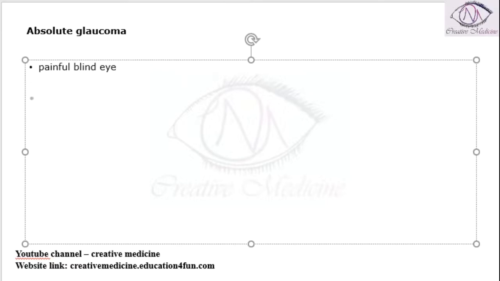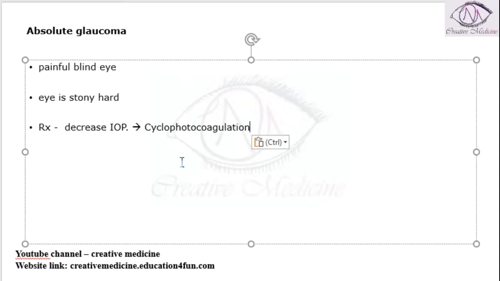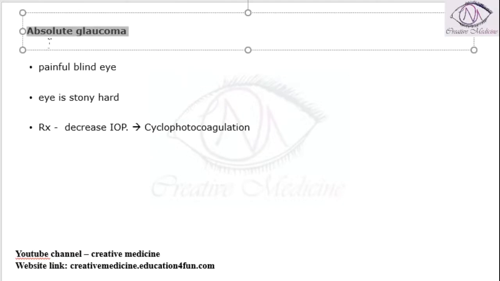In absolute glaucoma, the eye becomes stony hard completely. How are you going to treat this absolute glaucoma? For this, we should decrease the intraocular pressure. This intraocular pressure can be decreased by using cyclophotocoagulation. With the help of cyclophotocoagulation, we can decrease the intraocular pressure. So this is absolute glaucoma.